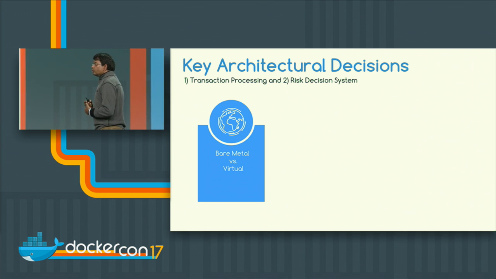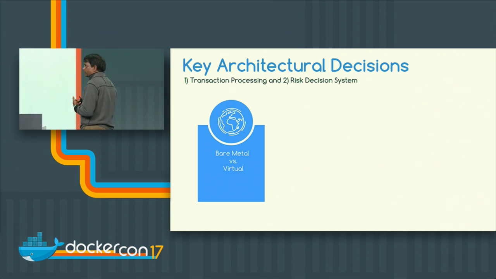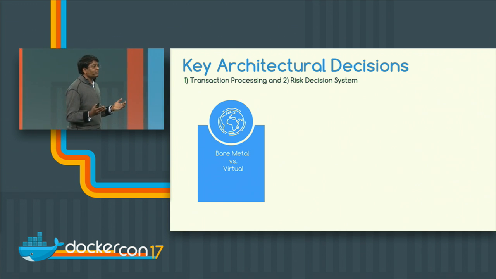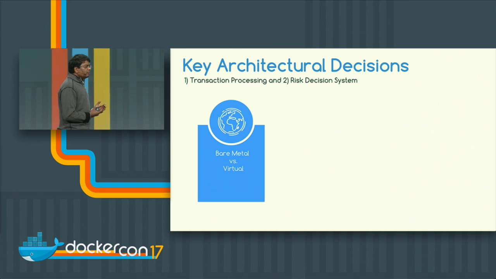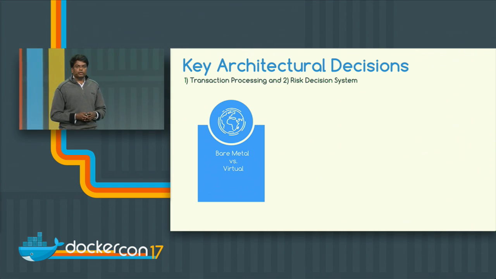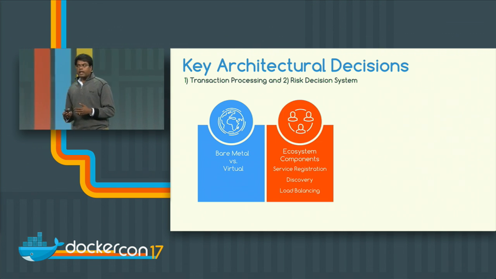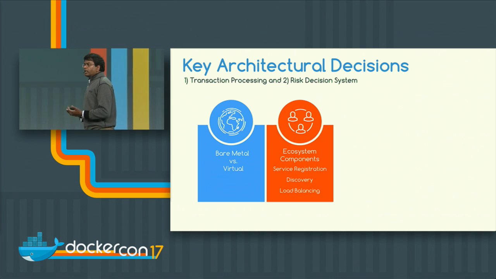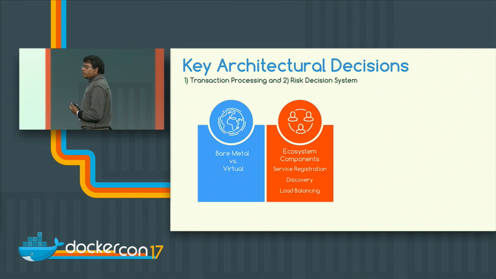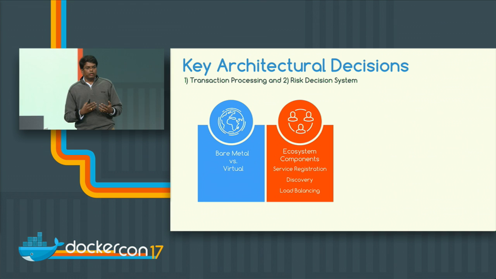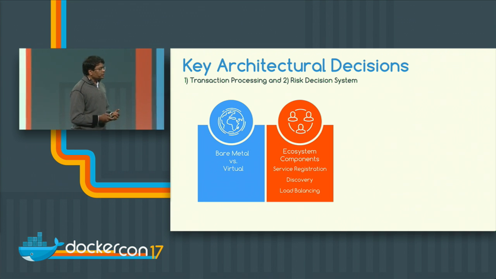Then we had to go through some key architectural decisions. The first one was: am I going to go with bare metal or virtual? This was like a civil war among architects. And we finally went with a bare metal solution. The second decision: there are a lot of options in the ecosystem. Which technologies do we use when it comes to discovery, load balancing, and so on and so forth?